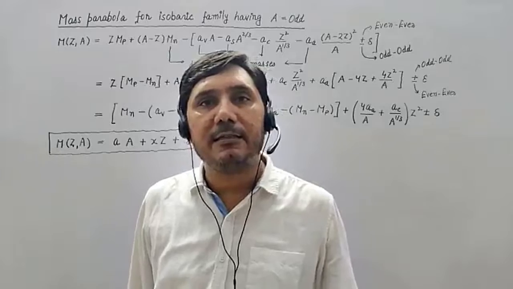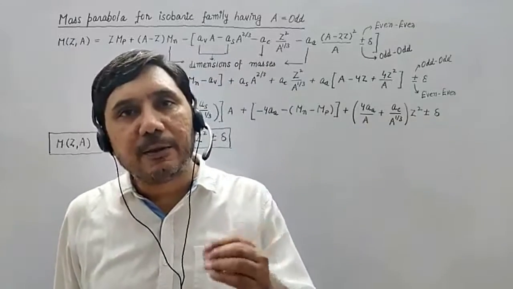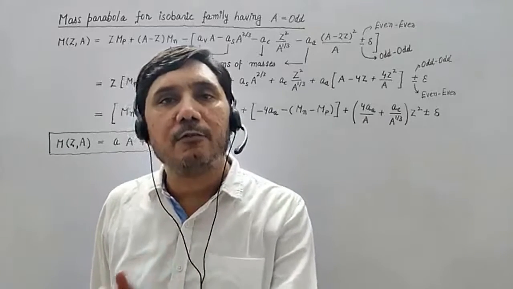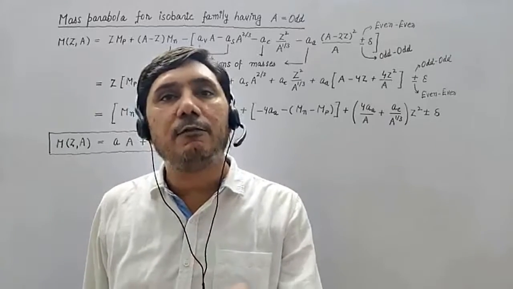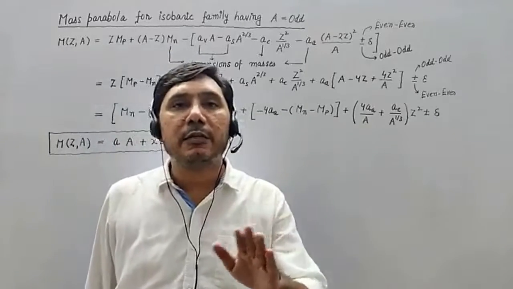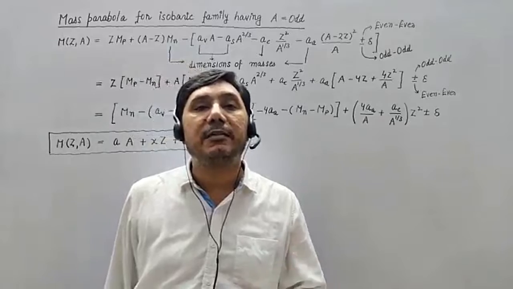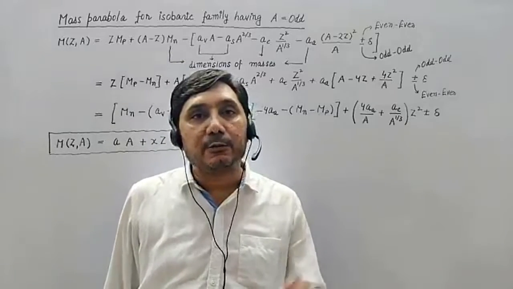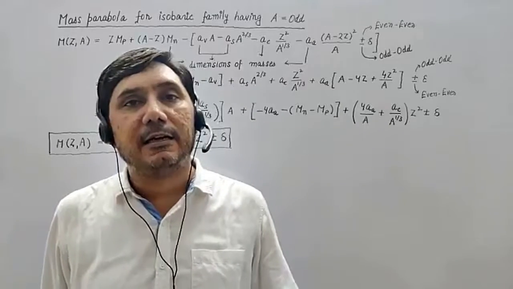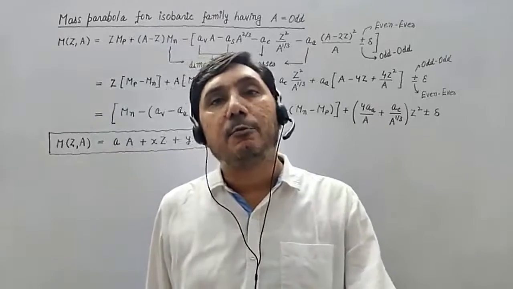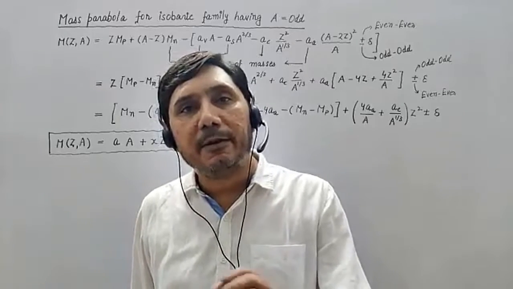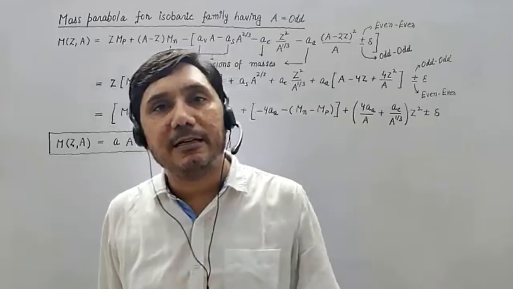Second important application is on the basis of the mass parabolas which we can draw with the help of the liquid drop model formula. On the basis of that we can predict whether a nuclei is going to emit a beta plus particle or a beta minus particle, as well as we can find out the Q values associated with this beta emission or beta decay. What will be the Q value in case of beta plus decay or in case of beta minus decay?